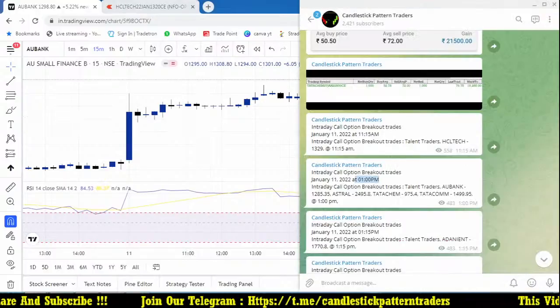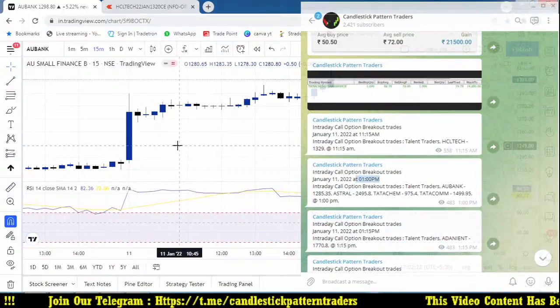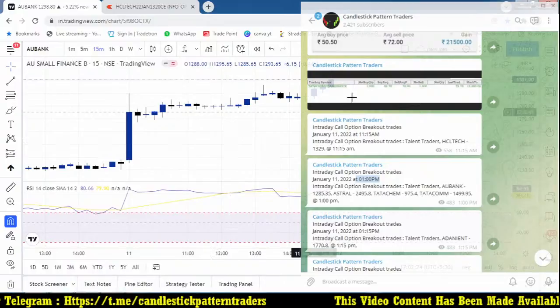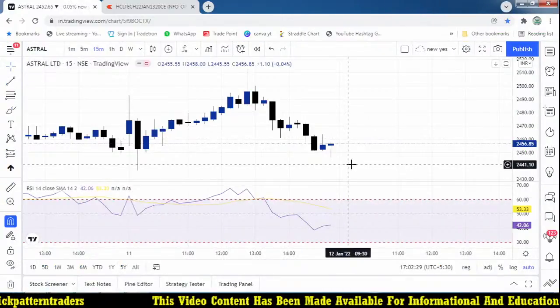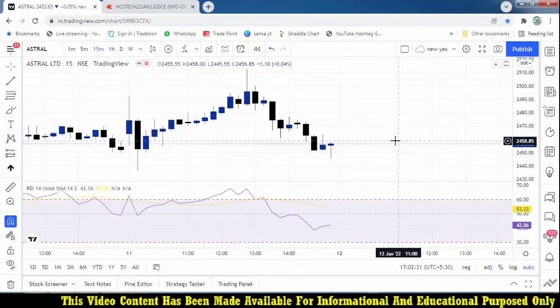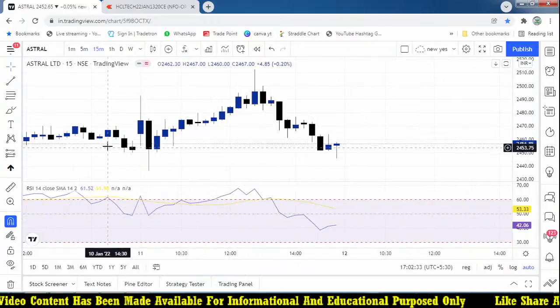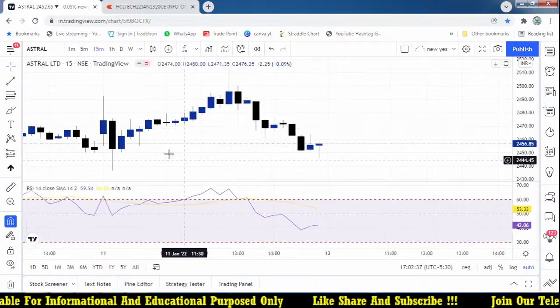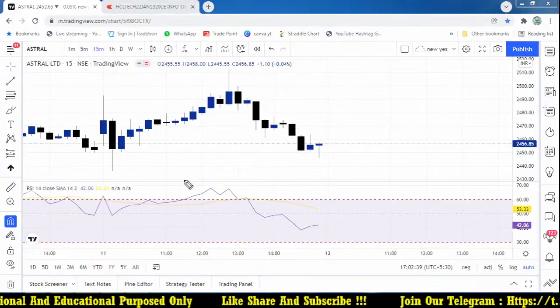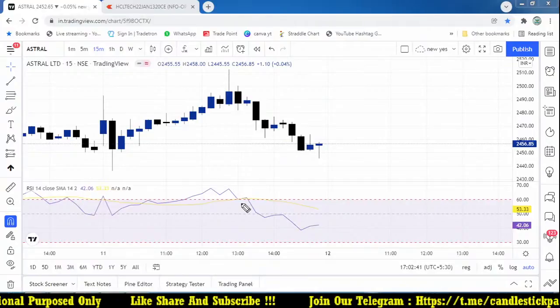Then the next one is Astral. Right, Astral. Yesterday I did Astral with very good profit. I bought a call option and booked a profit. So this was the 1 o'clock candle. Here I am talking about something interesting. So the last stock which we have taken was AU Bank.